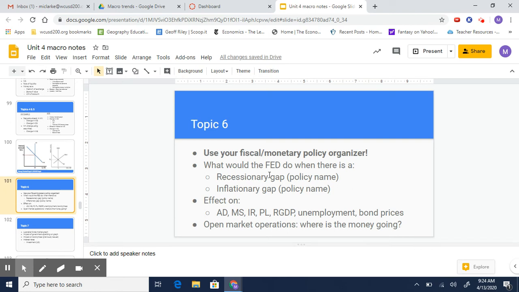And so when you pursue these two policy types, expansionary policy and recessionary or contractionary policy, think about the effects here when you pursue this. What's the effect on aggregate demand, on the money supply, on interest rates, price levels, real GDP, unemployment, and bond prices? Make sure you know open market operations, the buying and selling of bonds. When the Fed buys bonds, money supply increases. When the Fed sells bonds, the money supply decreases. They're taking money out of the economy. You got to know that. That's an important tool that the Fed has that you have to know. All right?